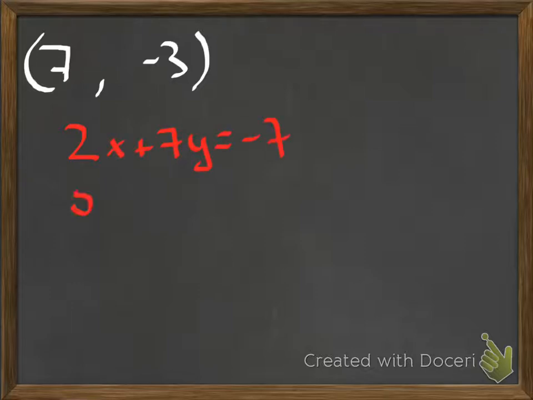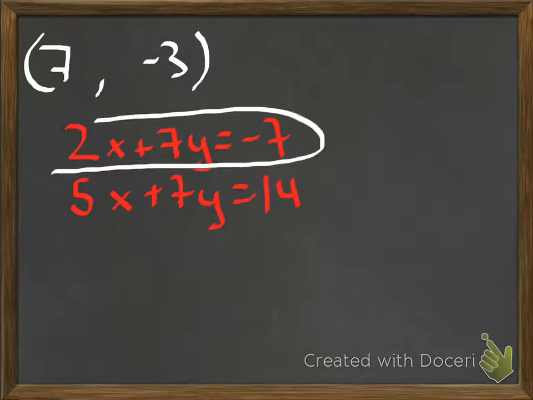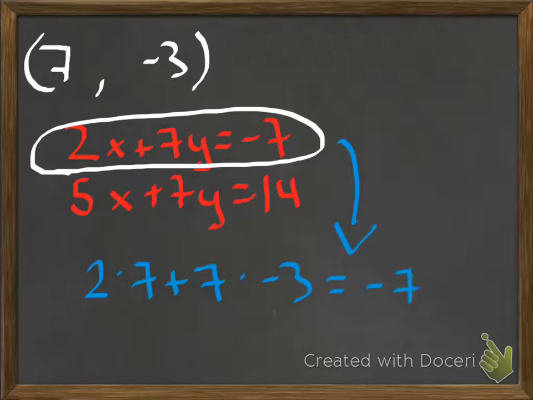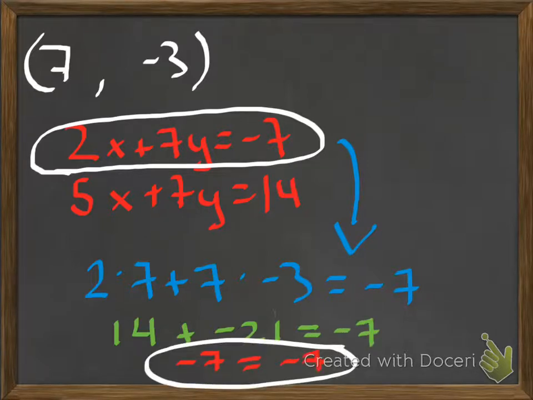To check, plug in x and y in one of the original equations. In this case, we chose the first equation again. So after substituting x and y, it solves as a normal problem. And finally, we checked if negative 7 equals negative 7, and it was right. So that means we did our process well.